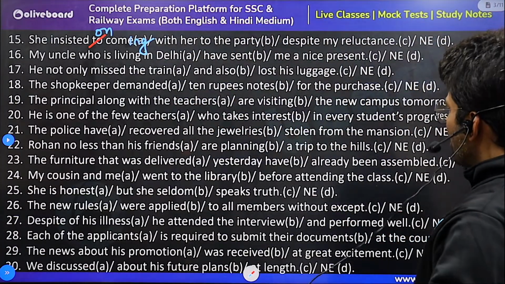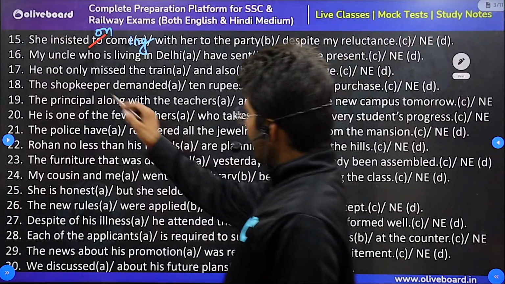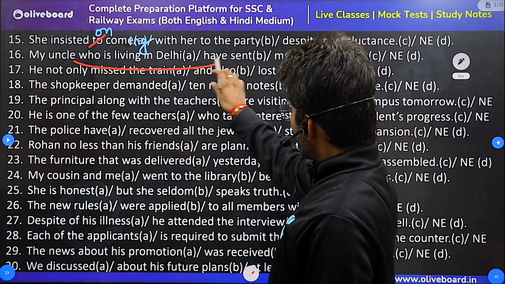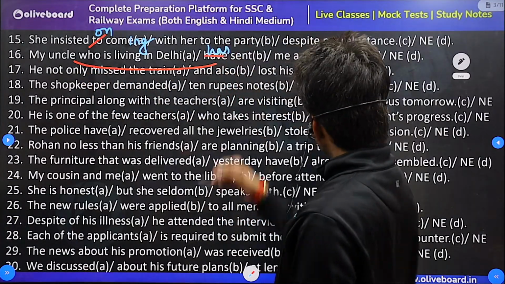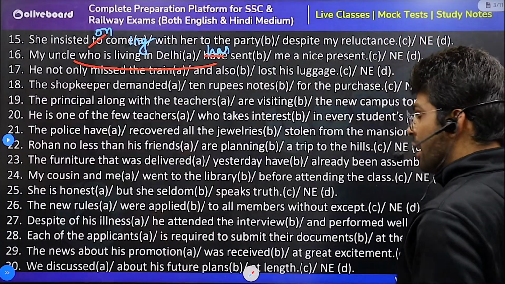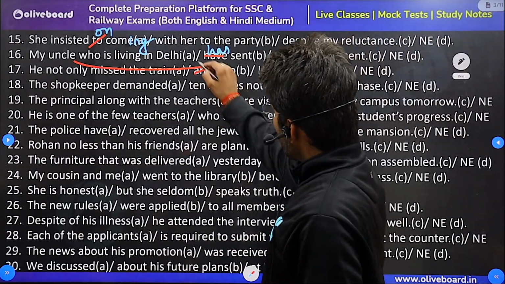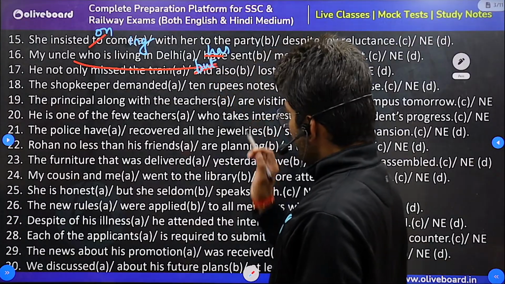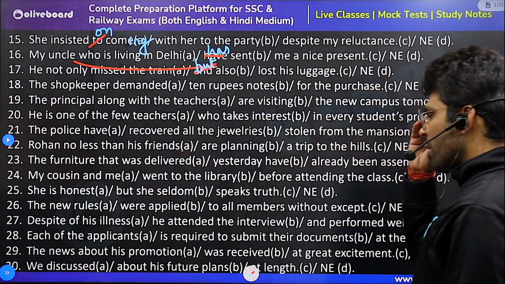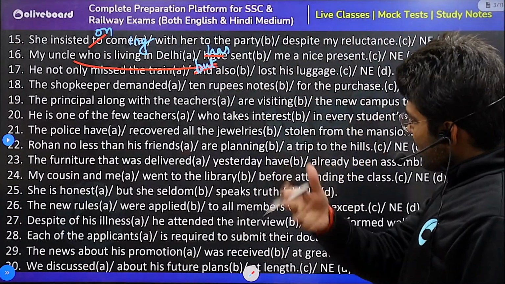My uncle, who is living in Delhi: so my uncle, singular subject, my uncle has sent me a nice present. He, not only and also, that's not the correct pairing, but also. In written English, we still follow not only but also. In spoken English, in RC, in a close test, no problem.